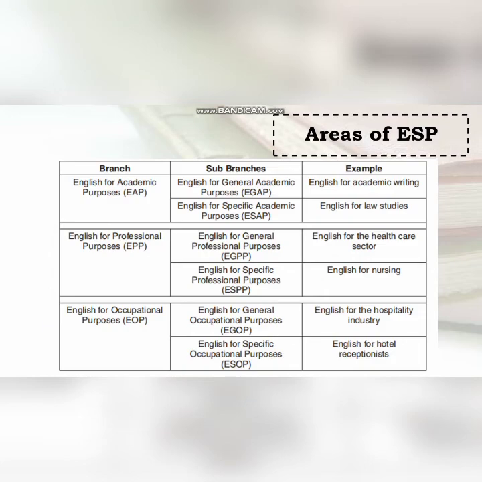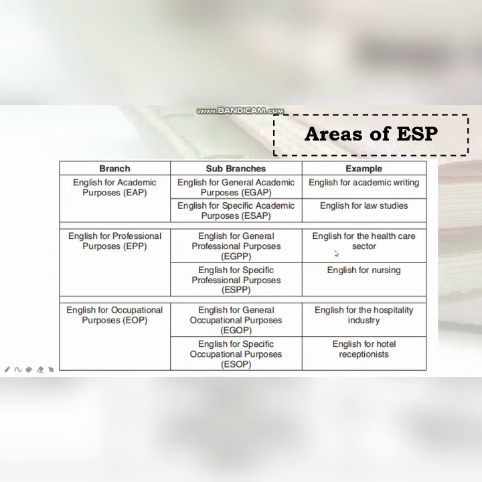This is the table about the branches of ESP, the sub-branches and also examples. English for academic purposes, there are two sub-branches here: English for general academic purposes and specific academic purposes. For example, English for academic writing and English for law studies. And the second one is English for professional purposes. It is also divided into two here: general professional purposes and specific professional purposes.